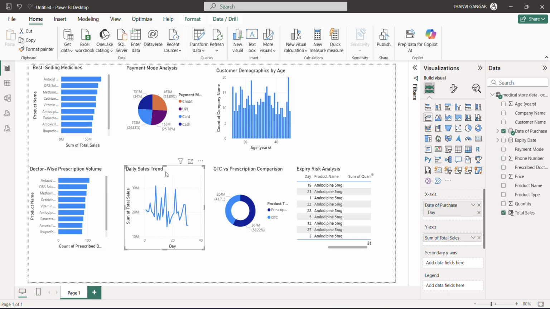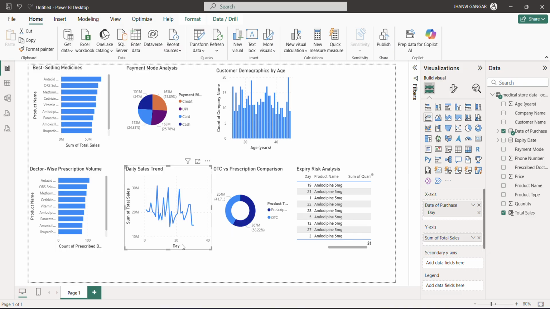Next, the visualization would be about the daily sales trend. This data was about the entire month of October 2025. So I've chosen the total sales on the y-axis and the date on the x-axis. So we can see that there is a peak in the sale around the second week, I would say, between the first and second week. And then there's a huge drop on the 16th day. The least sales are done on the 16th day, and the highest sales are done on the 8th day, which is in the first week.